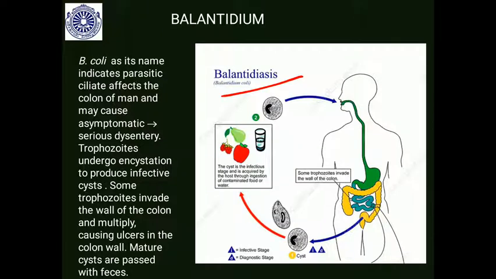Here you can see the trophozoites undergo cyst formation. The cysts are transported outside in the stool or feces, and if food and drinks get contaminated by these cysts, the cyst develops into the trophozoite and establishes itself in the colon of man. This is how man gets the infection of Balantidium coli.